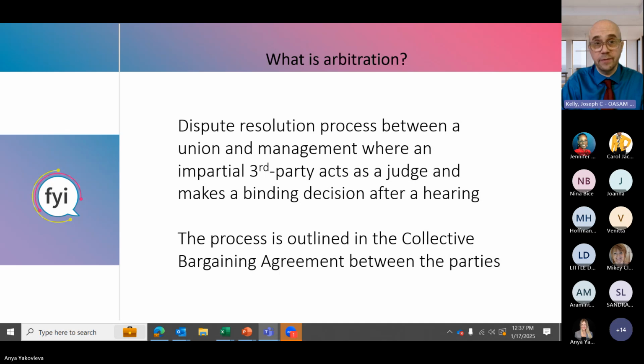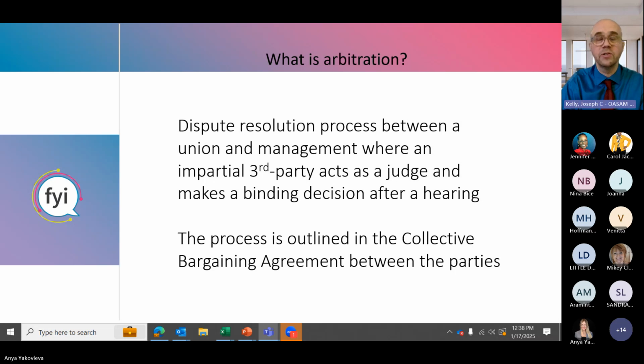So what is arbitration? It's a dispute resolution process where the union and management get together and bring in an impartial third-party neutral to act as a judge, who makes a binding decision after holding an evidentiary hearing. So it's very much like court light. That's how I like to refer to it. It's similar to the courtroom in your imagination that you picture.